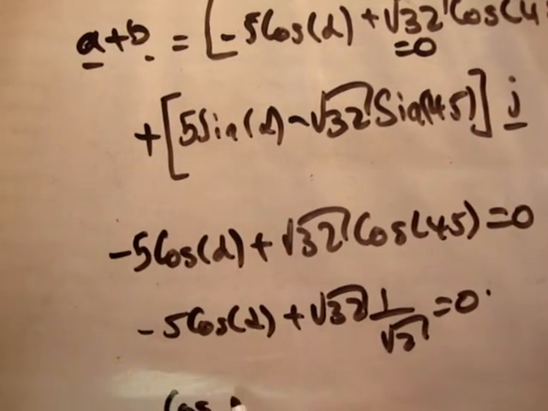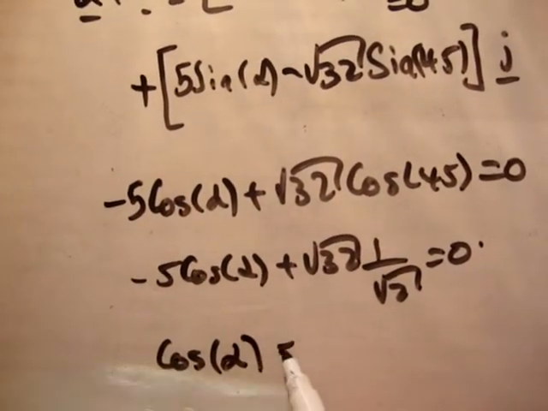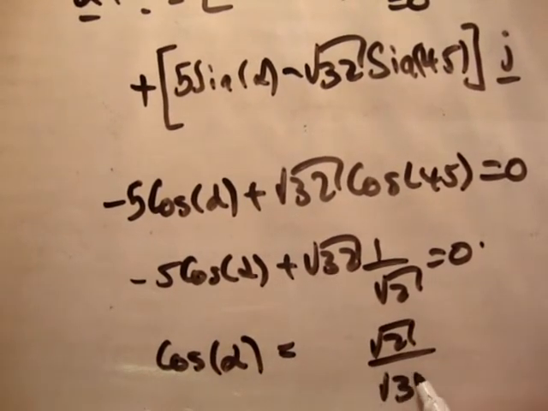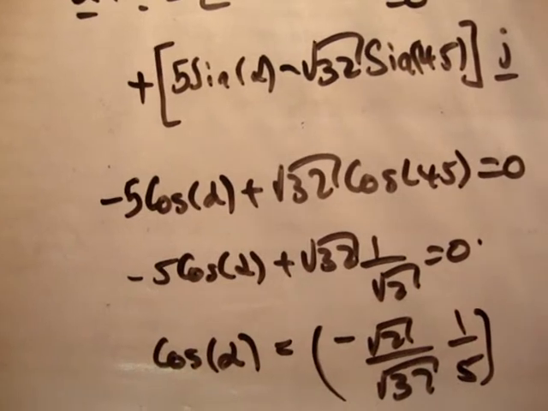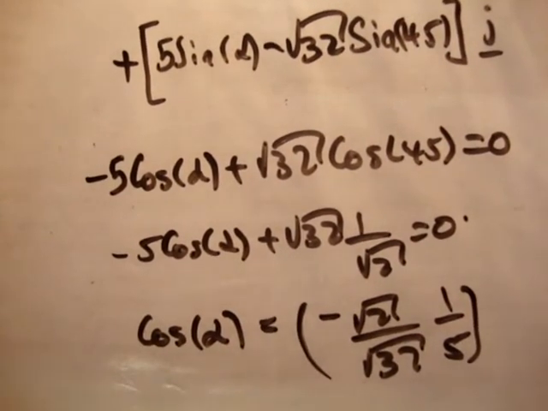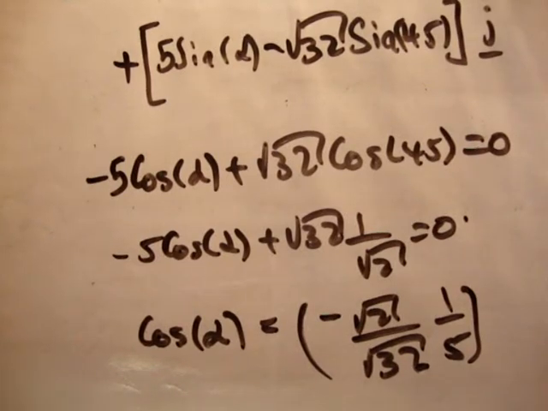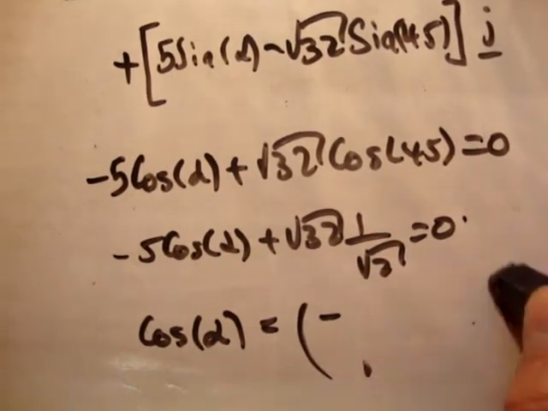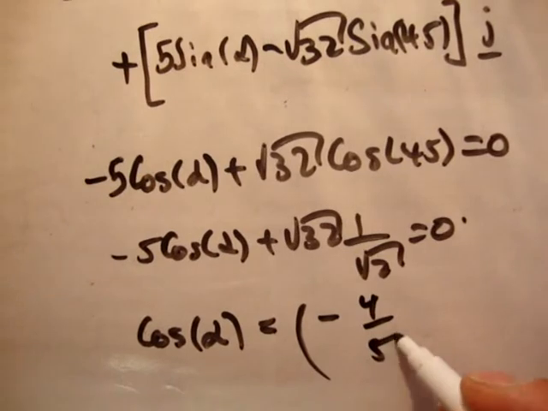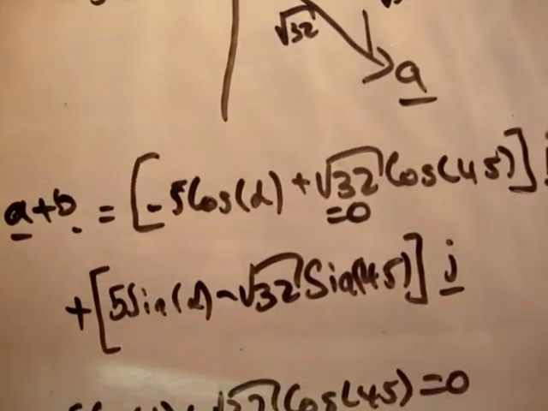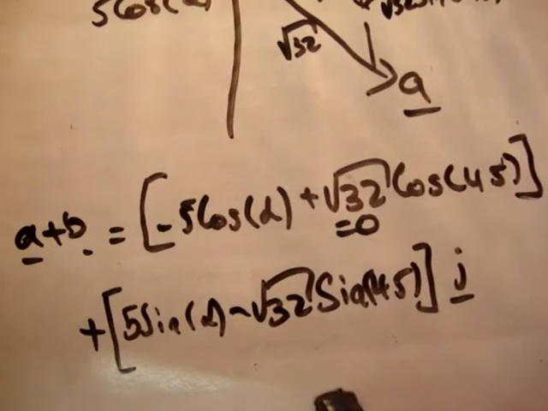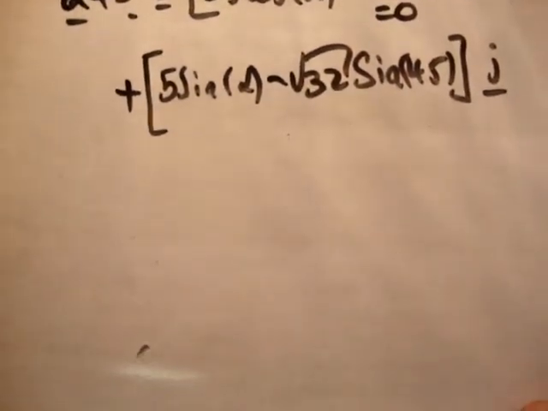Do a small bit of algebra, or manipulation of your algebra here, and you're going to get root 32 over root 2, over 5, is equal to cos alpha. So root 32 over root 2 is equal to root 16, which is equal to 4. So the answer is 4/5. That's cos alpha is equal to 4/5. And now, how do we find the angle? Let's rub out all this, we don't need this anymore. Cos alpha is equal to 4/5.